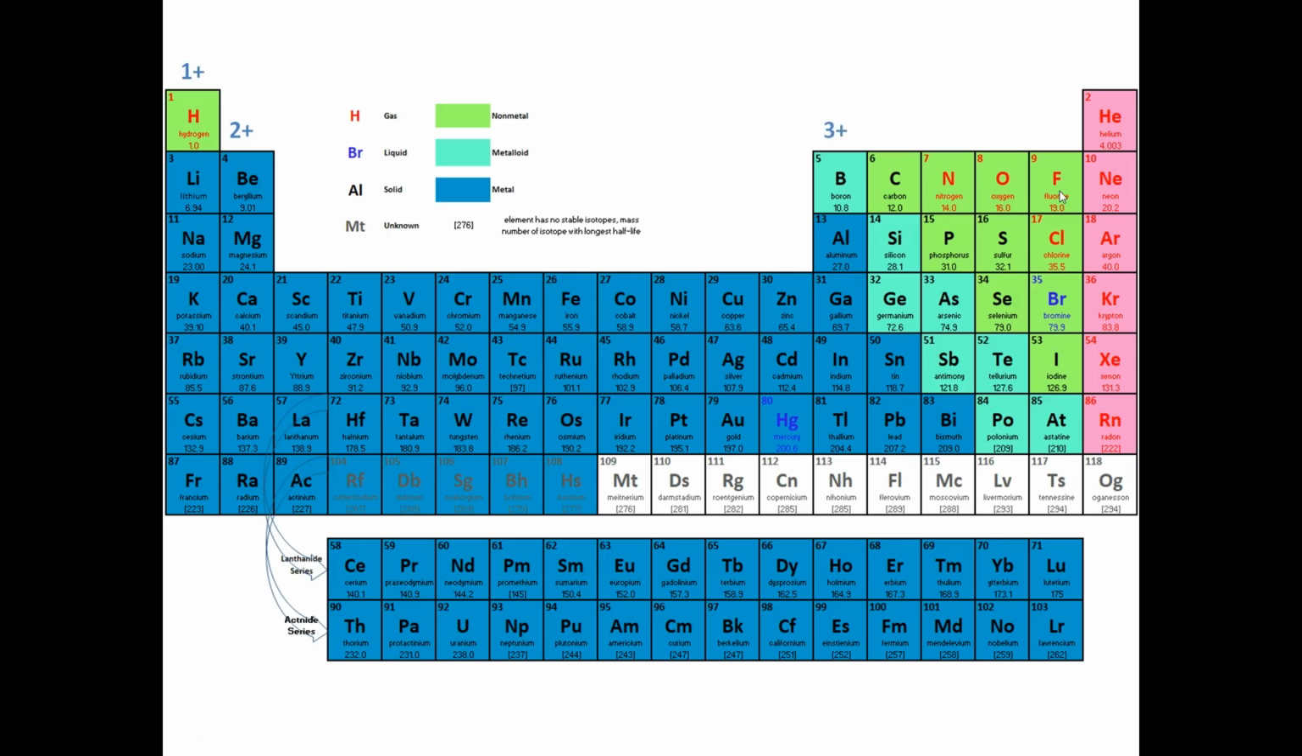For the nonmetals, group 7A, our halogens, which are the most active of the nonmetals, only need one more electron to get a noble gas configuration. They want that electron pretty bad, so they gain it very readily and get a 1 minus charge. Group 6A needs 2 electrons to get a noble gas configuration, so it's a 2 minus charge. And then group 5A is going to gain 3 electrons, so it'd be a 3 minus charge.